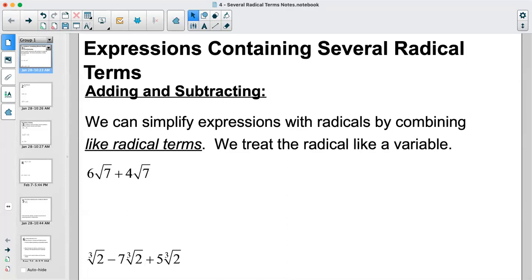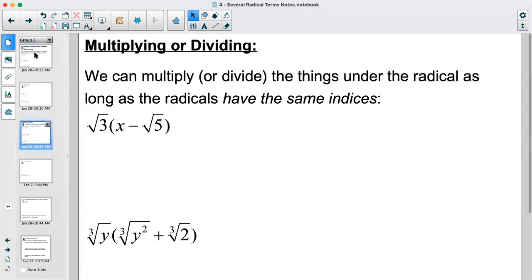This ought to be our last video for this unit, I would think. We'll see how long it takes. But this is about when you have expressions with a bunch of different radical terms, when you can add and subtract them, when you can multiply and divide them. Generally, there's two rules. There's a rule for adding and subtracting, which is right here. There's a rule for multiplying and dividing, which comes later.